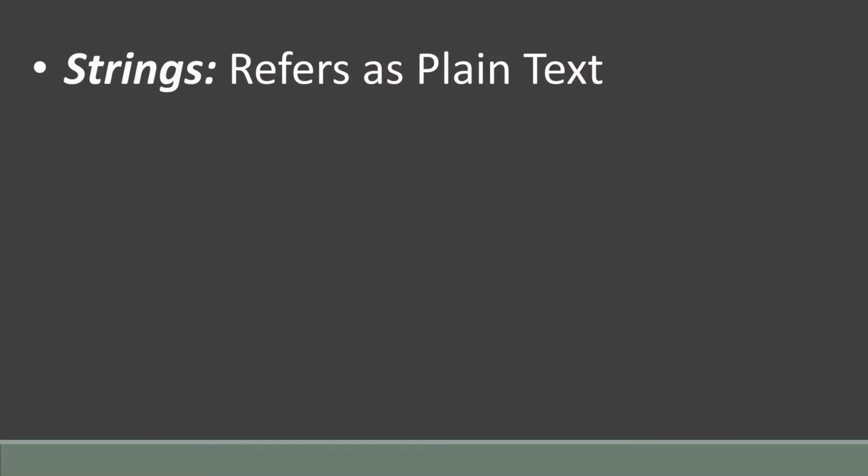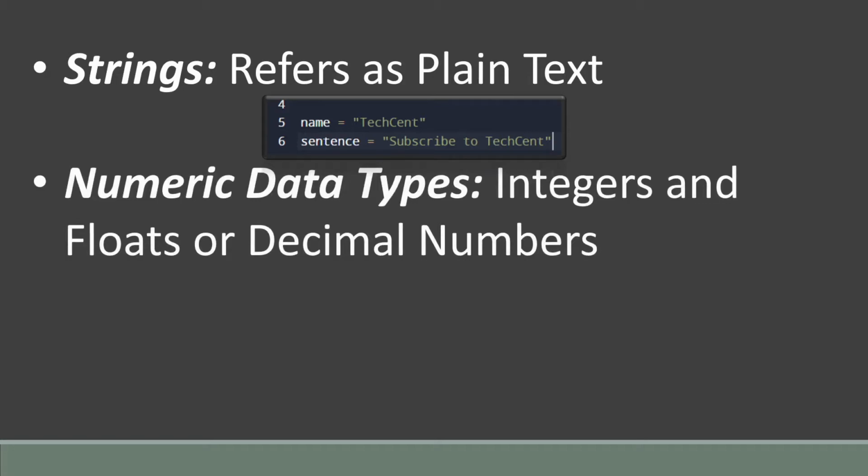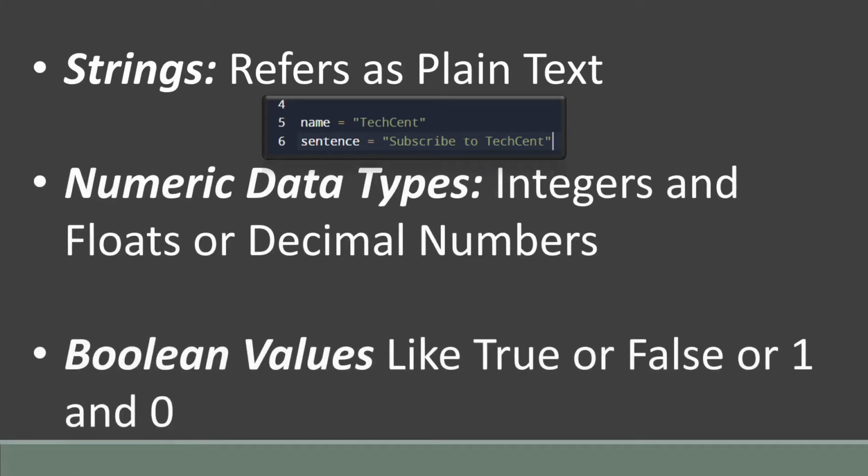Strings or plain text, like the name TechSent, or it could also be a sentence, like subscribe to TechSent. Numeric data types, like integers and floats, which respectively mean a whole number like 1, 2, minus 1, minus 2, and decimal numbers like 7.6, minus 7.6, and so on. So yes, they could be positive and negative numbers. At last, we have Boolean values. They can be true or false, which stands for 1 or 0.